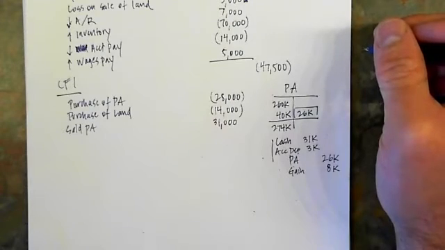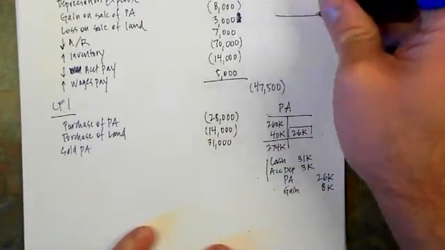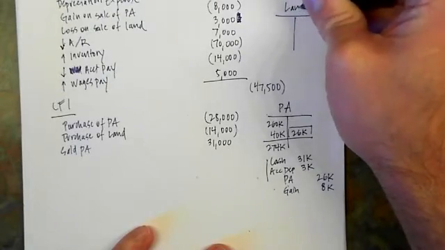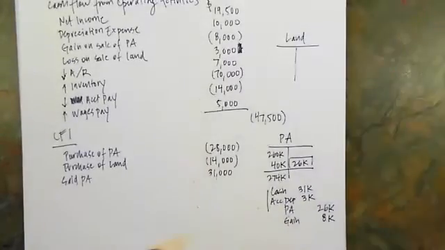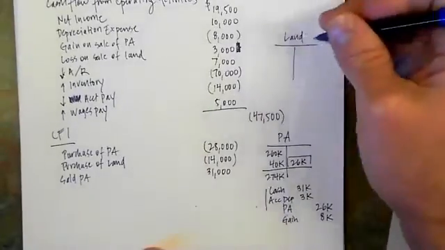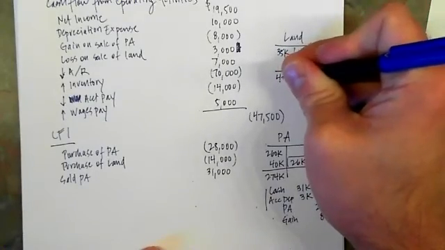Now, what about that sale of land? I know I had a loss on the sale of land. I don't know how much cash I got for it. So then we have to look at the land account. The land account started at a balance of $35,000. It ended at a balance of $43,000.